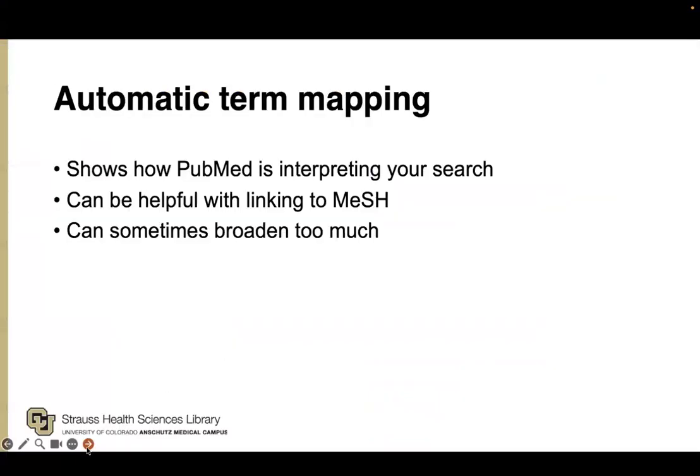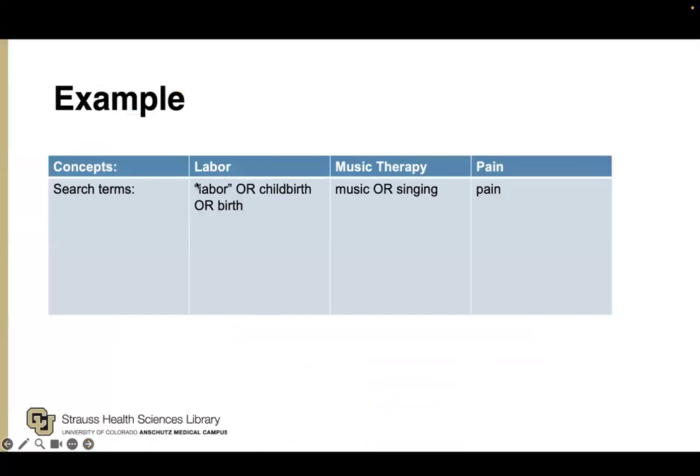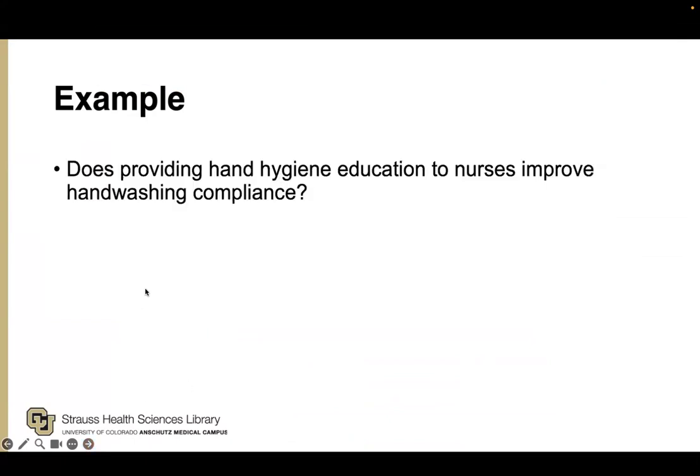Next, we talked a little bit about automatic term mapping and how you can turn it off with quotation marks. I also would recommend updating your search matrix with the quotation marks that you added. So now we're going to do another example search. Does providing hand hygiene education to nurses improve hand washing compliance?